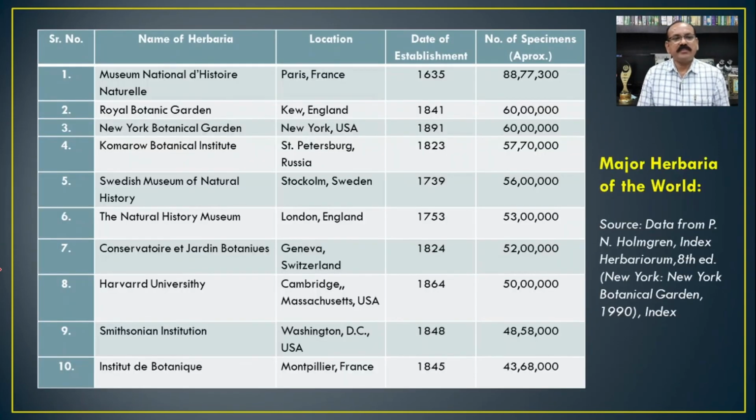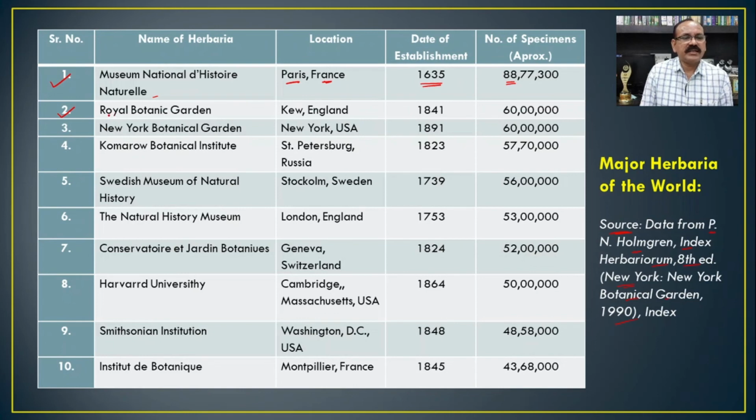Here is the list of the major herbaria of the world, and this data is taken from P.K. Holmgren, Index Herbariorum, 8th edition, from the New York Botanical Garden, 1990. Here you can see the Museum National d'Histoire Naturelle, located in Paris, France, with its date of establishment, containing approximately 88 lakh 77,300 plant specimens in this herbarium.